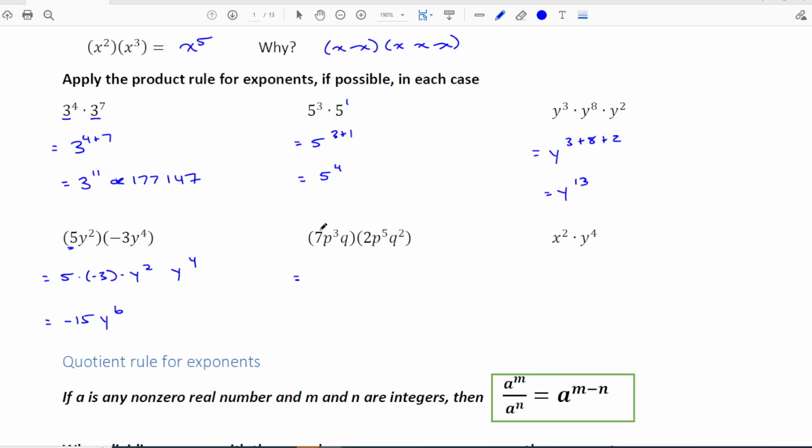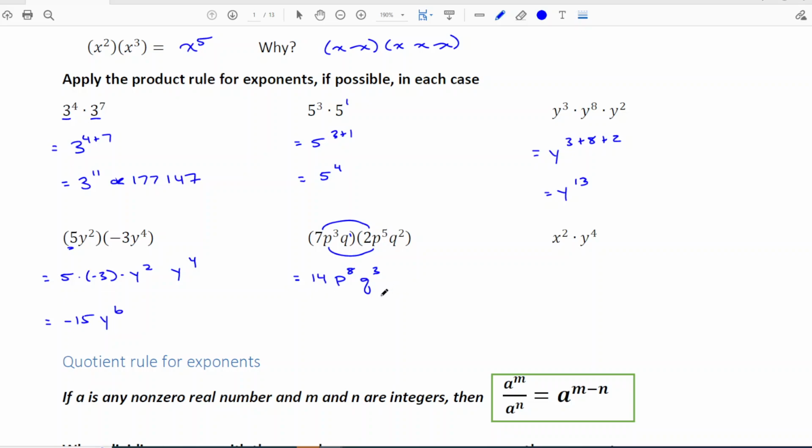For this next one, I'm going to multiply the 7 by the 2, and I get 14. Then I'm doing p cubed times p to the 5, which again, you're adding the exponents. So you get p to the 8. And then this is q to the 1 times q squared, which would give me q to the 3.